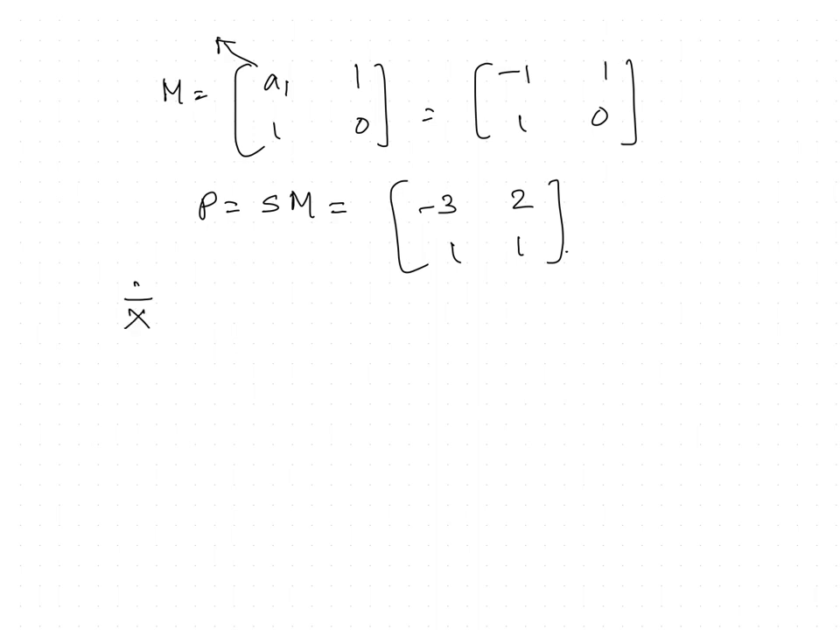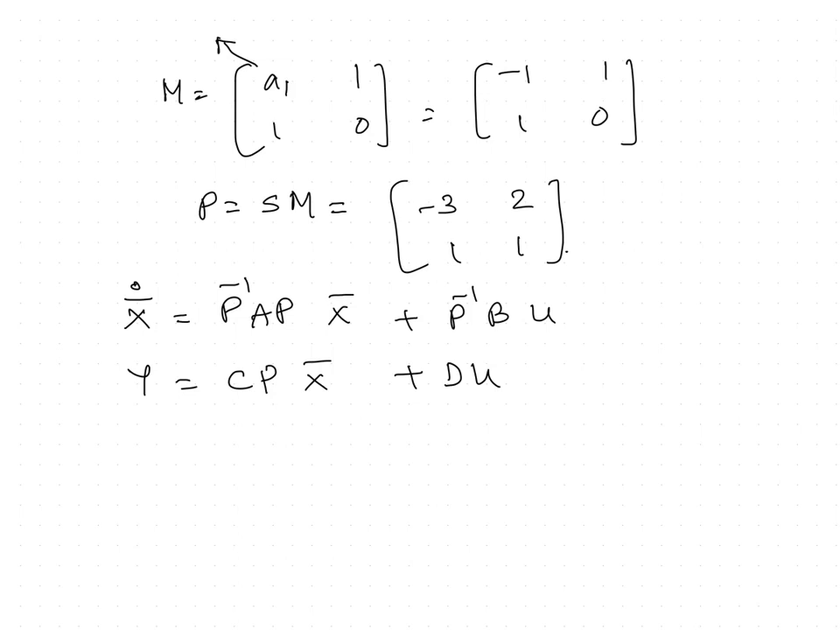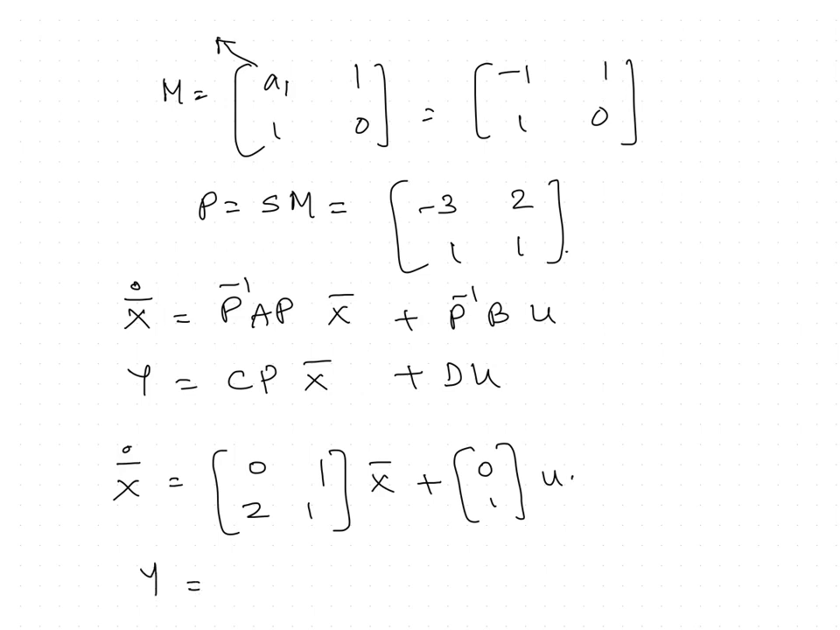Then we get x bar dot is equal to P inverse AP x bar plus P inverse B into U, y equal to CP x bar plus Du. So, that gives x bar dot is equal to 0, 1, 2, 1 x bar plus 0, 1 into U, y equal to minus 1, 4 x bar.